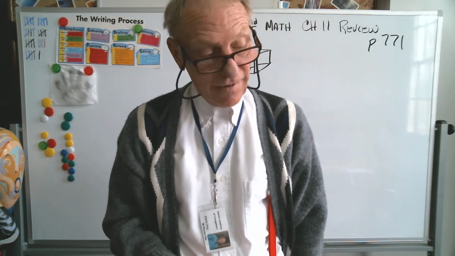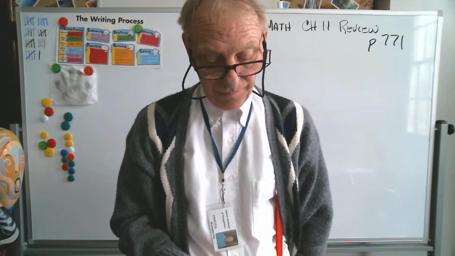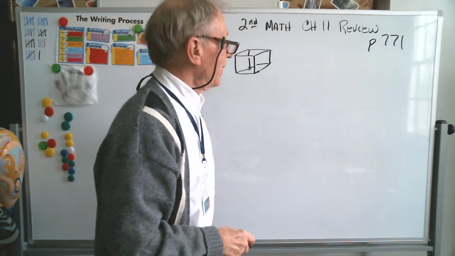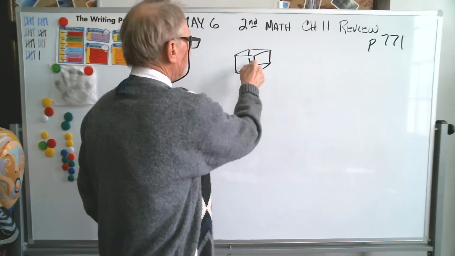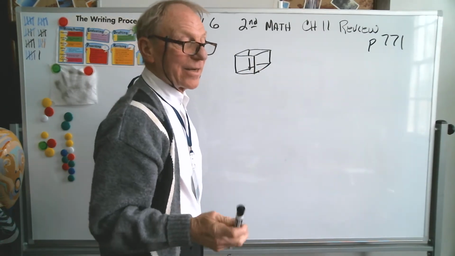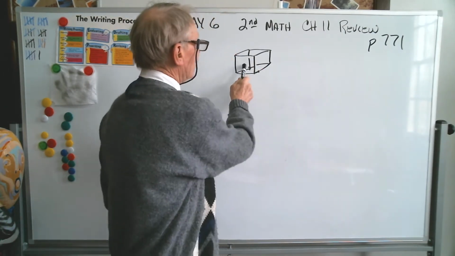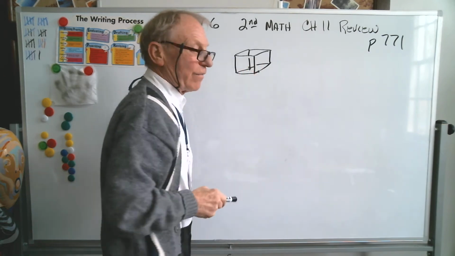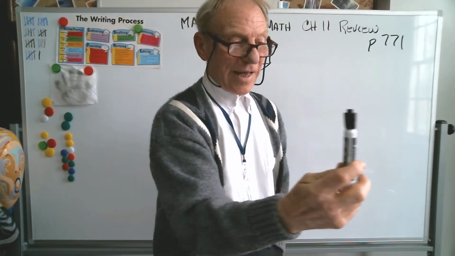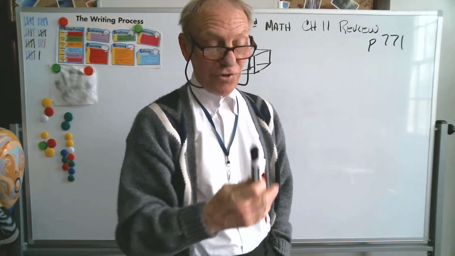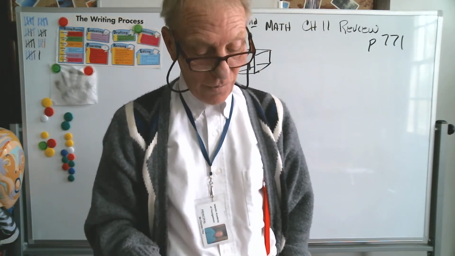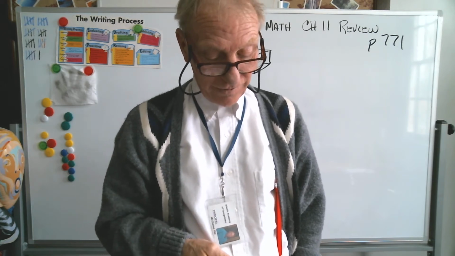So a cube doesn't have 4 faces. Depending on how you look at it, it has 6 sides, but the top and the bottom are not considered a face. So it has 1, 2, 3, 4 sides that are visible that actually face you. Those are the faces. So a cube has 4 faces.